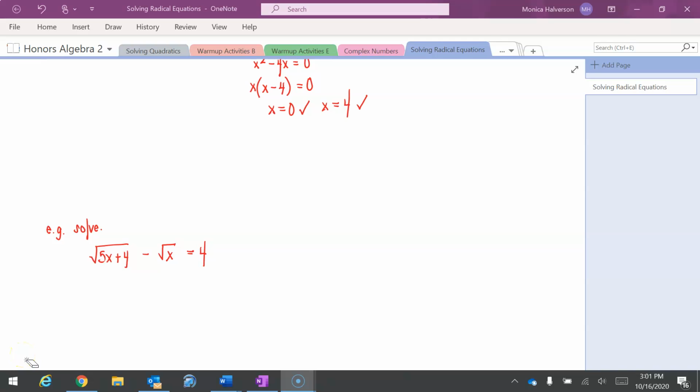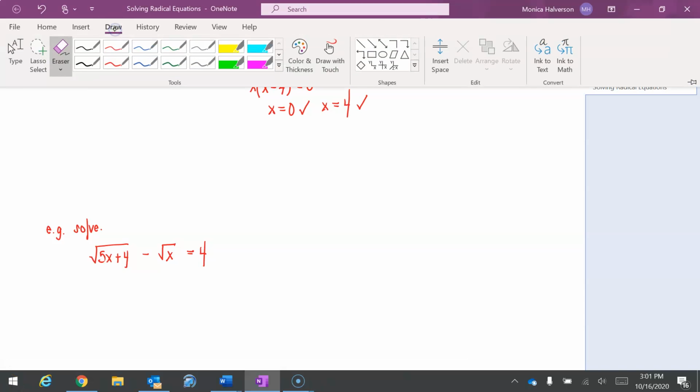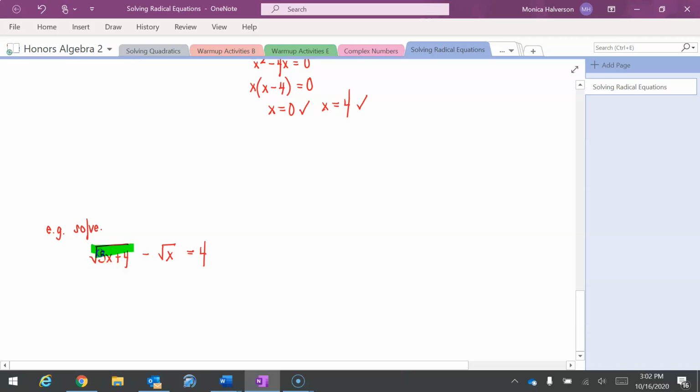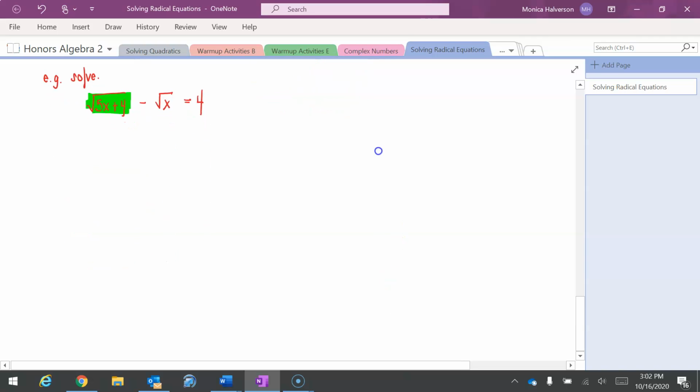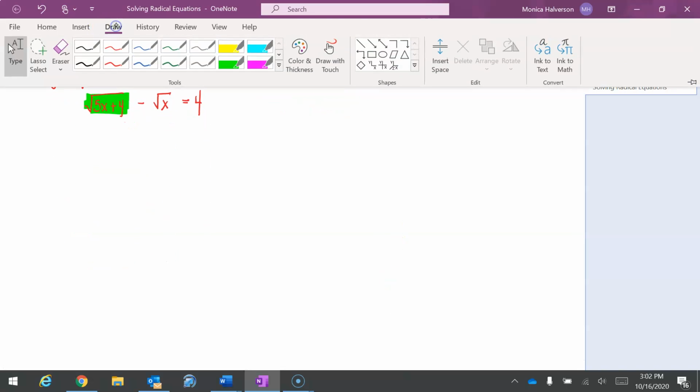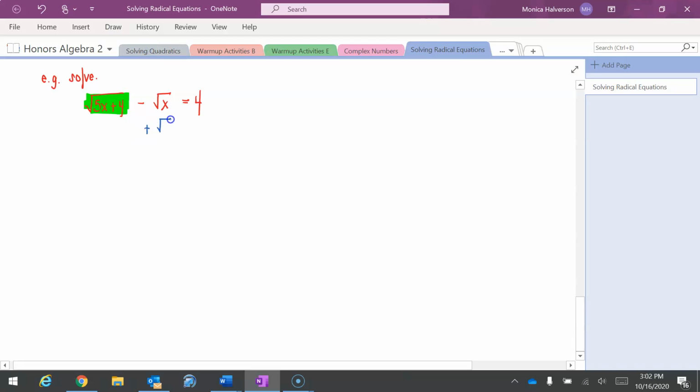Now I would like you to solve this one. The square root of 5x plus 4 minus the square root of x equals 4. So in this one, I'm going to isolate the more complex one, which is the square root of 5x plus 4. And I'm going to do that by adding the square root of x to both sides. So I get the square root of 5x plus 4 is equal to 4 plus the square root of x.